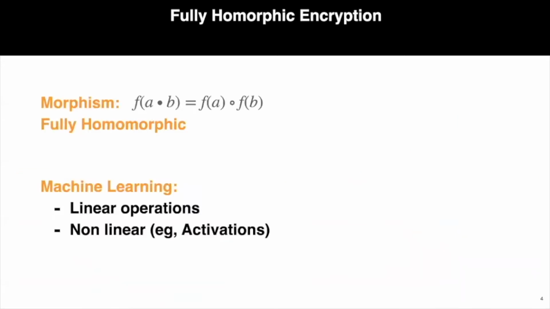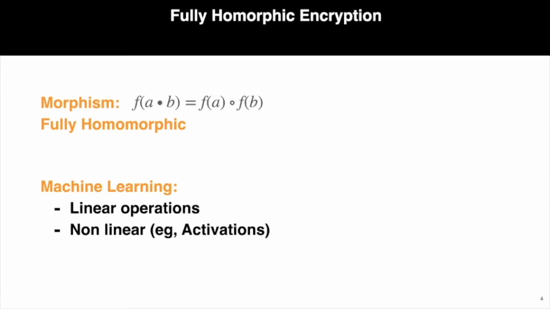So why the name fully homomorphic encryption maybe? It's because of the morphism. Just to remind you, a morphism is when you have a black circle operation, and there is a relation between f of A black circle B and f of A, f of B. So thanks to that, you can perform operations directly on encrypted values without decrypting.